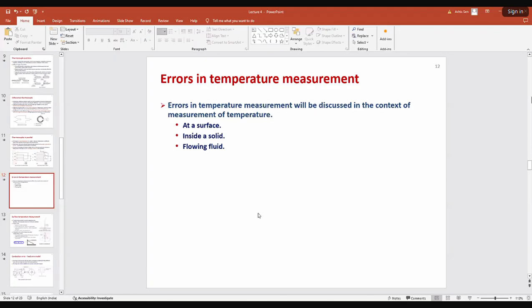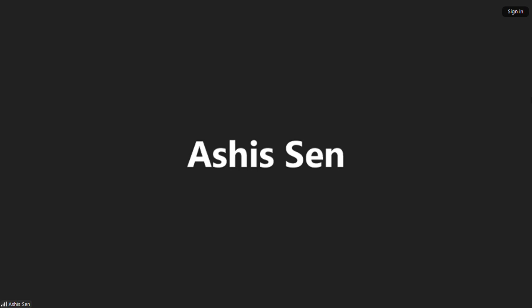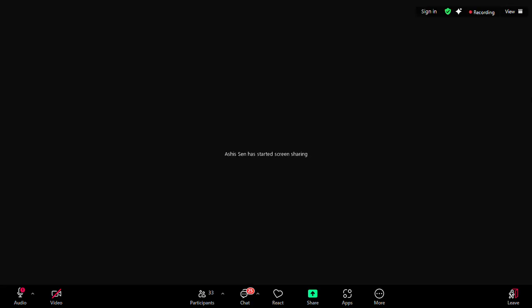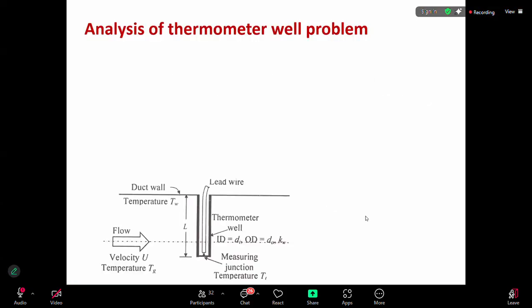Right. So I would just talk about one more thing, and then I will have to share the other slide actually. Let me do that. So next example that we are going to take is that of a thermometer well.